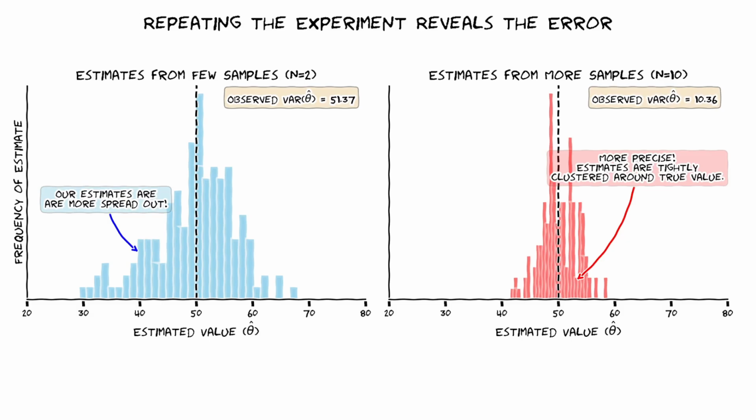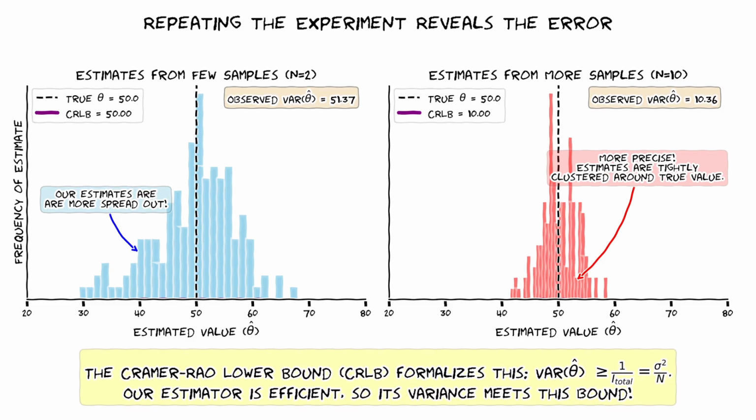This brings us to the grand finale. The Cramér-Rao Lower Bound, which we calculate purely from the Fisher information, gives us the theoretical best-case variance for our estimator. In this plot, the calculated lower bound value for each case is shown.